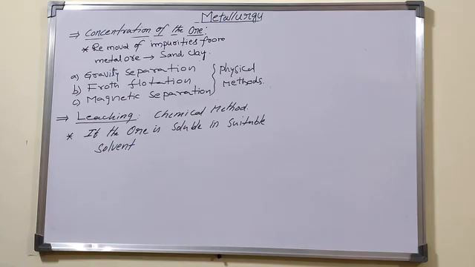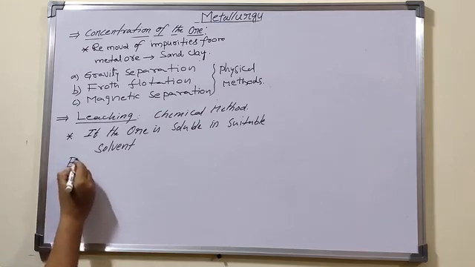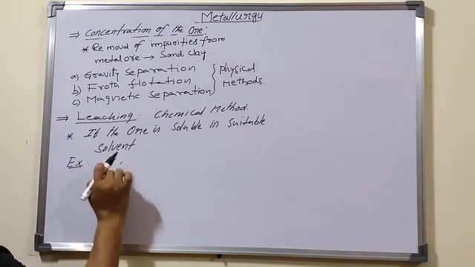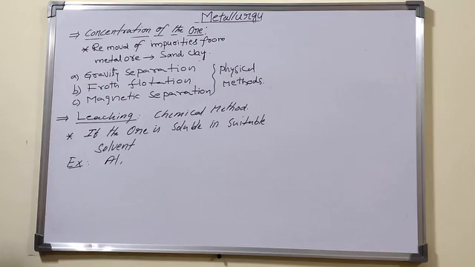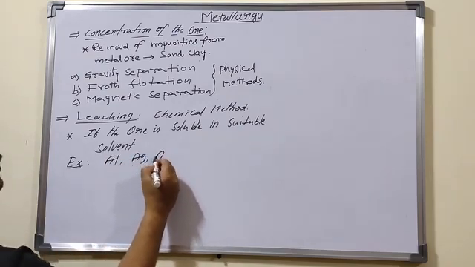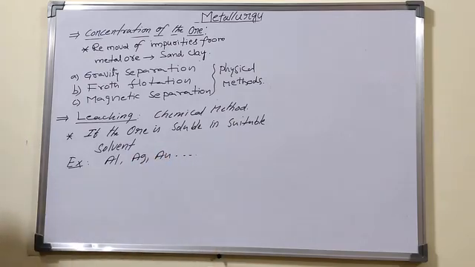What type of metals or ores are concentrated? Aluminum ore can be concentrated by this method, and also silver and gold. Aluminum, silver, gold are concentrated by a chemical method called leaching. Let me discuss what is included in this.